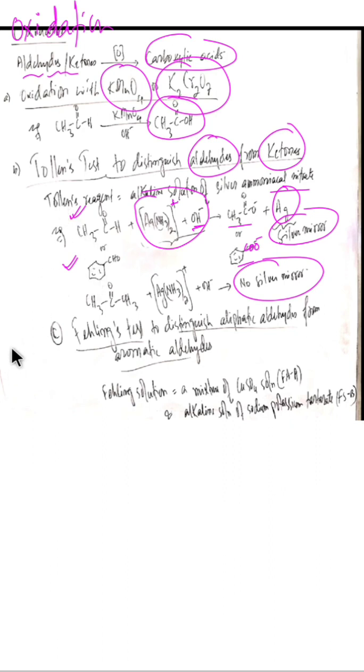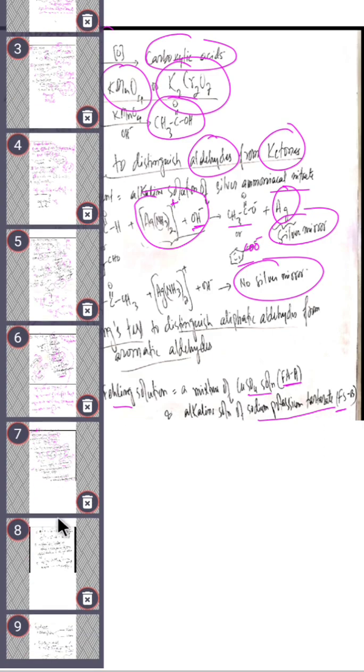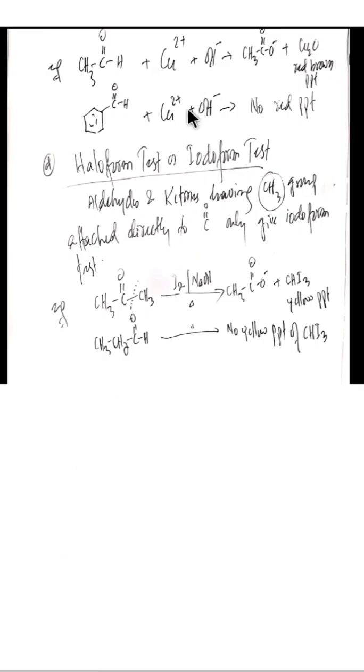Okay, and the next oxidation reaction is Fehling's test, Fehling solution, which can be used to distinguish aliphatic aldehydes from aromatic aldehydes. Okay. Fehling solution is a mixture of copper sulfate solution, which is called Fehling solution A, and alkaline solution of sodium potassium tartrate. This is Fehling solution B. Is it given in the next reaction? Yes, this is given here. So I'm not going to write.